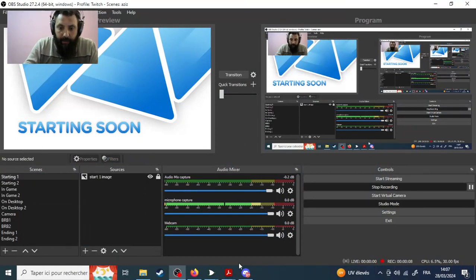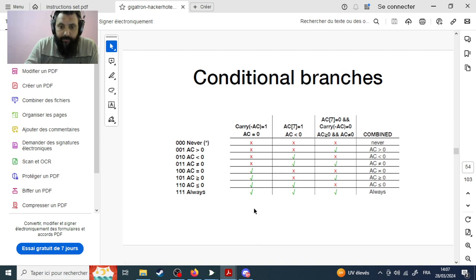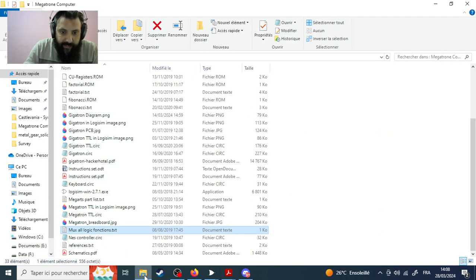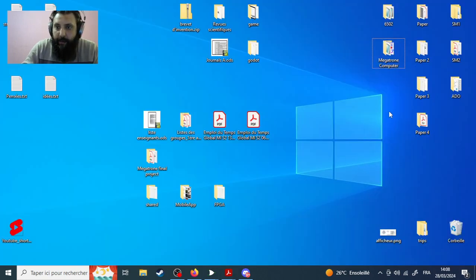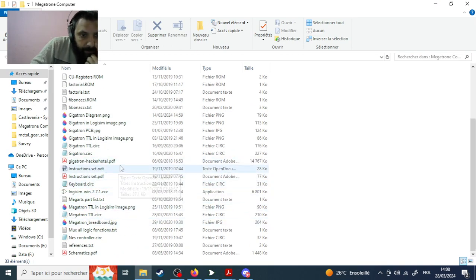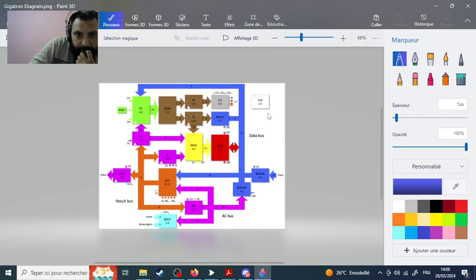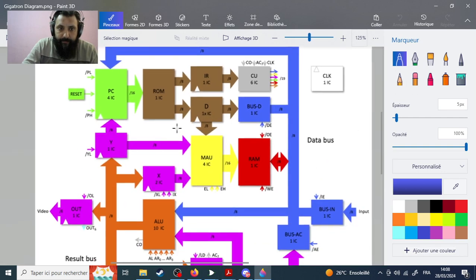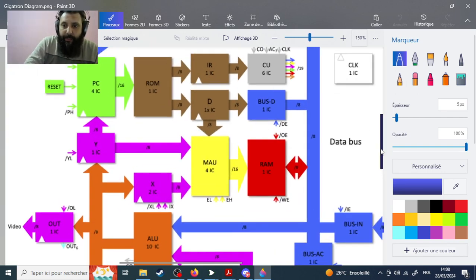Okay, let's continue. The last session, if I remember well, we did the data path. We talked about the data path. Okay, let's get the image. I will get the image of the data path. Of course, I have some questions. I have to see if you understand well how the data path is constructed. Okay, let's start. This is the data path. I have to give you some questions, of course.